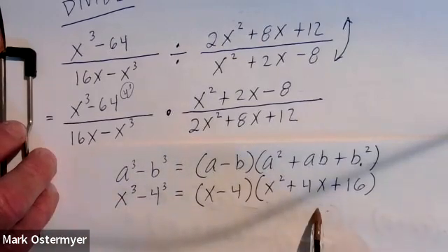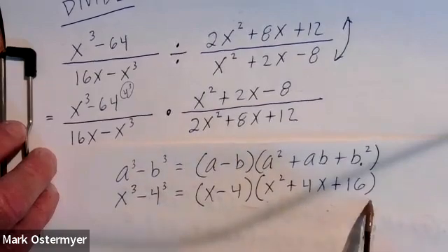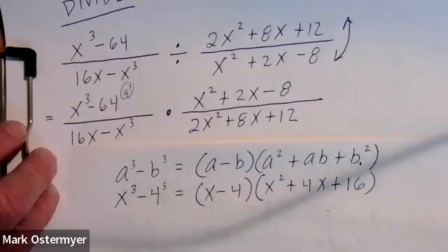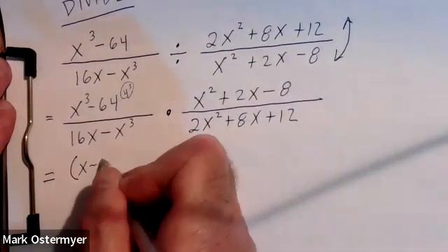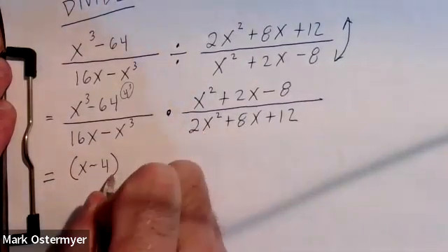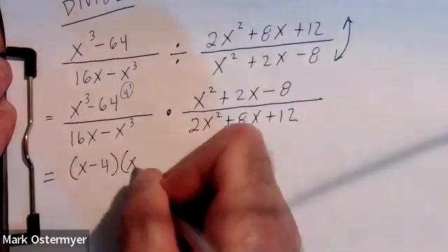Let's bring that back and replace our numerator with its complete factored form. Okay, so that's how that factors. So therefore, I'm going to come back to my main problem and replace the numerator of the first rational expression with this factorization.